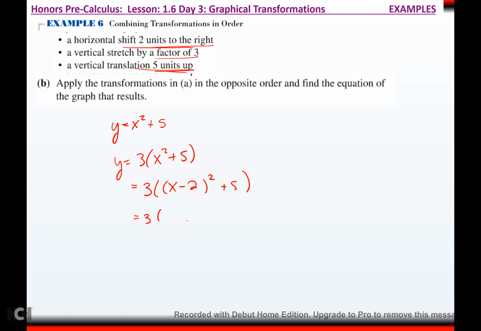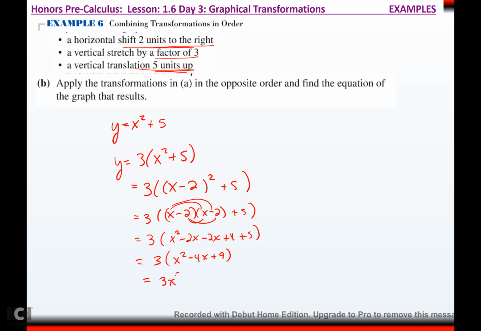So if I simplify that, this is going to be 2 copies. That's going to give me 3 times x squared minus 2x plus 4 plus 5. That's going to be x squared minus 4x plus 9. Then distribute the 3, and I get 3x squared minus 12x plus 27. So you can see we didn't get the same thing, which means the order does matter. Okay?